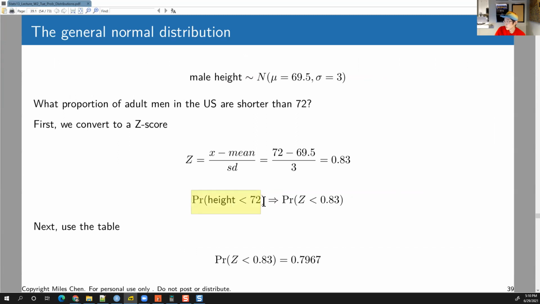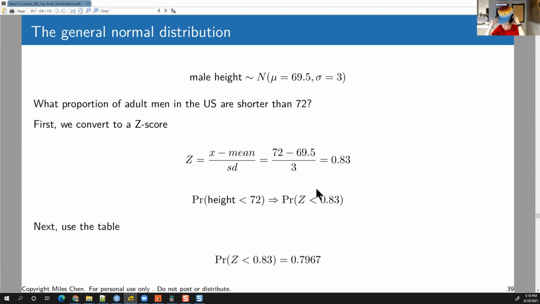The probability of having a height less than 72 is equivalent to the probability of having a z-score less than 0.83. To convert to a z-score, we take whatever value we have, find its distance from the mean, x minus the mean, and then divide by the standard deviation. So our z-score is 72 minus 69.5 divided by the standard deviation 3. We get a z-score of 0.83.